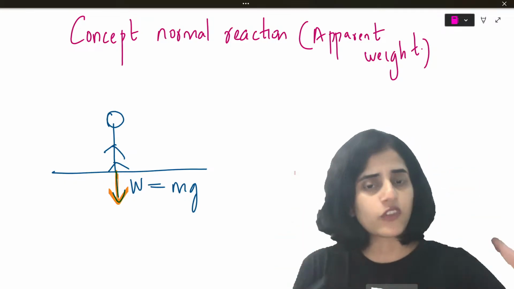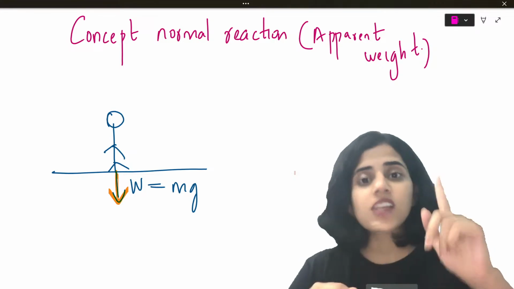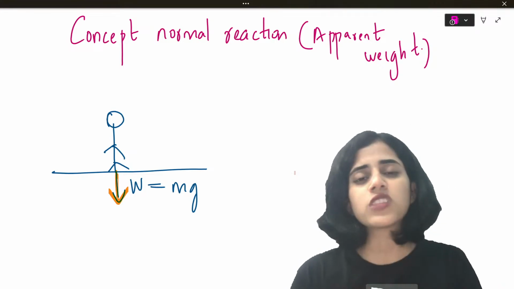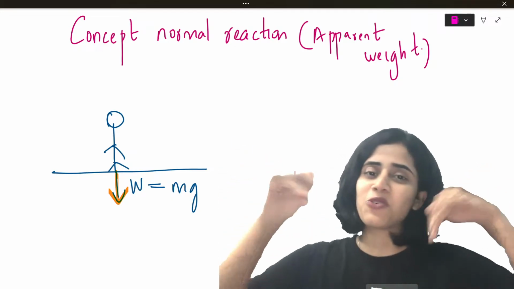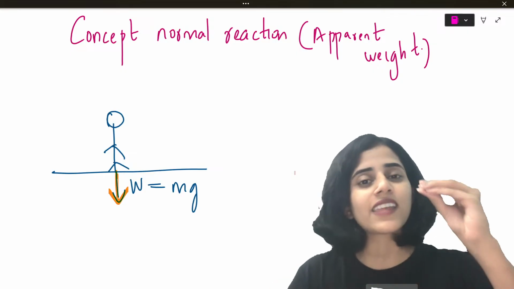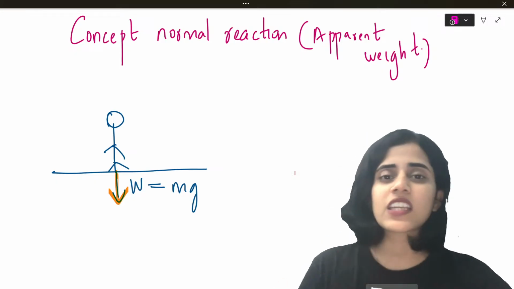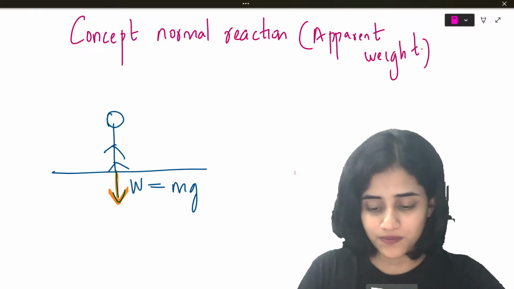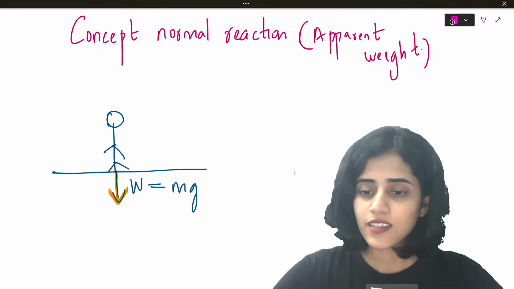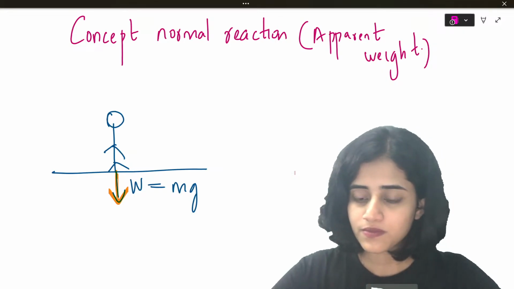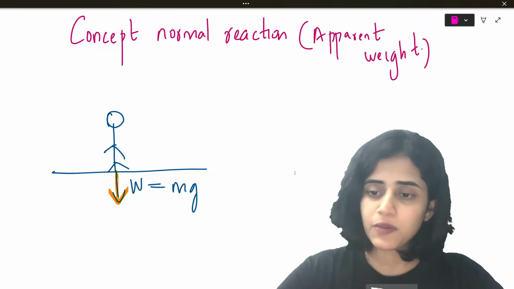Right now, if you're sitting or standing, you are balanced, but there is weight pulling you down. But why don't you sink into the floor? Why don't you, like all these superheroes, break the floor and go inside? What is that one force that makes you stay on the ground? Have you ever given that a thought? Anybody?